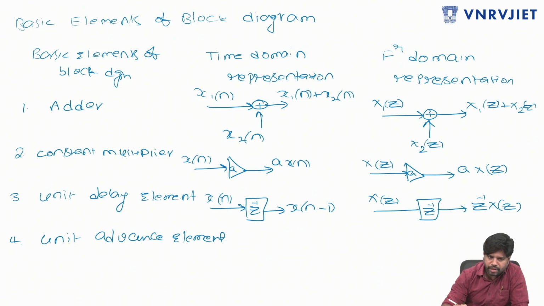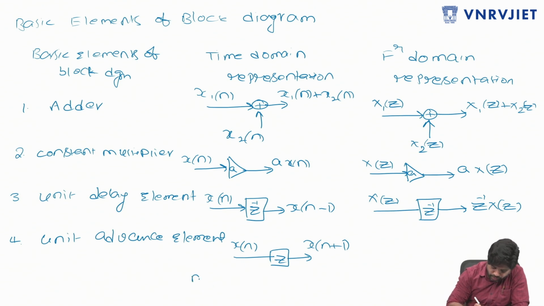Now we take the final element, the unit advance element. As usual, x of n will be the input and the unit advance element will be z power 1, and the output is x of n plus 1. Why is it called a unit advance element? Initially, let us say the signal starts at n equal to 0. Now it is x of n plus 1, so n plus 1 equal to 0 implies n equal to minus 1. So now the signal starts from minus 1 onwards, so the signal is getting advanced. That's why it is called an advance element, and this is the representation in the time domain.